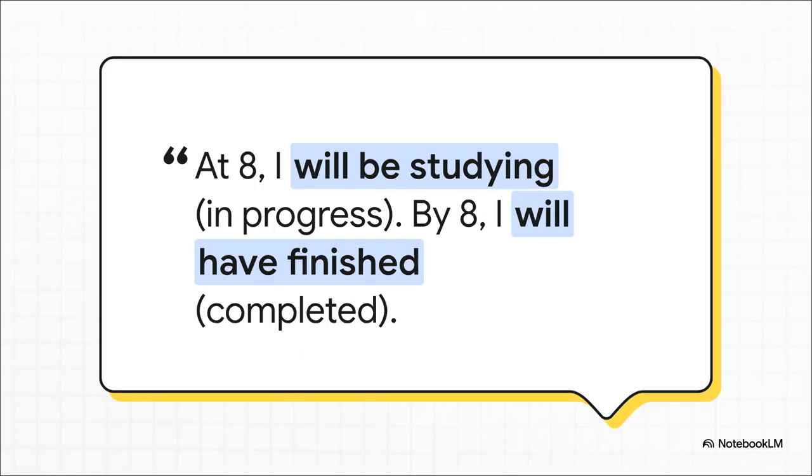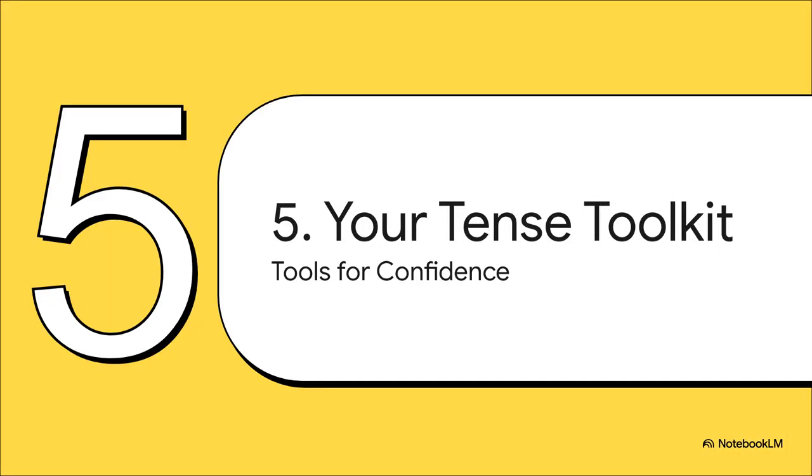And guess what? The more advanced future tenses, they just follow the same core logic we've already seen. The future continuous is about an action that will be in progress at some point in the future, and the future perfect is about an action that will be completed by a certain time in the future. It's that same distinction we saw before. One is about the process, the other is about the result. So you understand the system now.